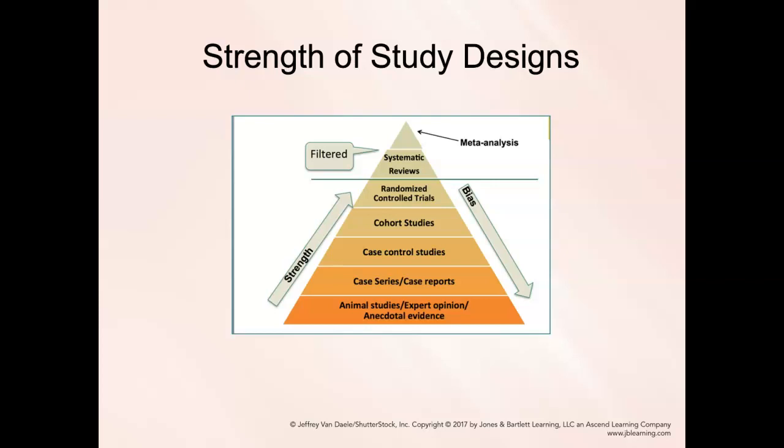In the last module, we did a review of the different study designs that exist in epidemiological research. We talked about how some study designs are stronger than other study designs. For example, a cohort study is going to be a much stronger study design than something like a cross-sectional study or even a case series or case report.